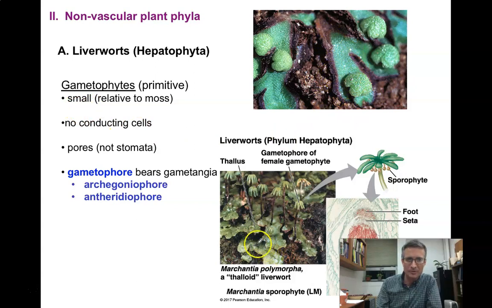As you can see in both of these pictures, they grow right along the ground, and they can absorb everything that they need in terms of water and minerals, so they don't have conducting cells. And they also don't have stomata, again those openings that can be regulated by guard cells. Instead, they have pores, which are these openings right through the cuticle that allow for gas exchange. All right. Now, what they do have, though, that's really interesting is they have gametophores.